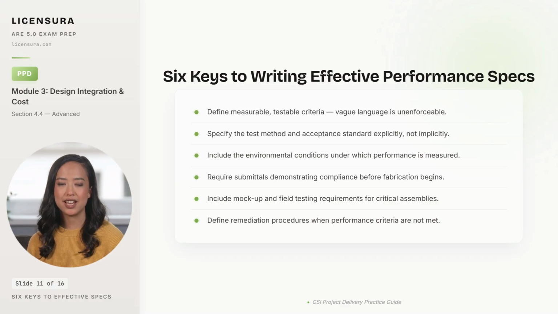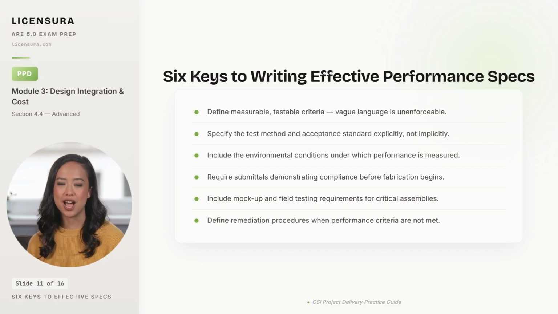Third, include the environmental conditions under which performance is measured. Air leakage at 75 pascal pressure differential is a specification. Air leakage in general is not. Fourth, require submittals demonstrating compliance before fabrication begins, because catching a non-compliant product in submittal review is cheap, and catching it after installation is expensive.